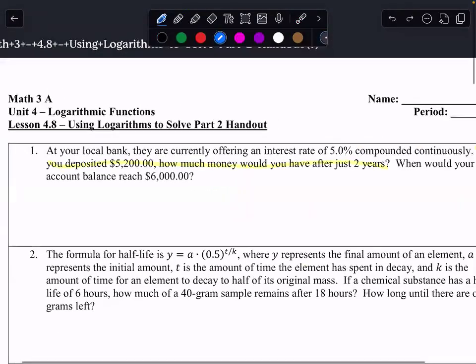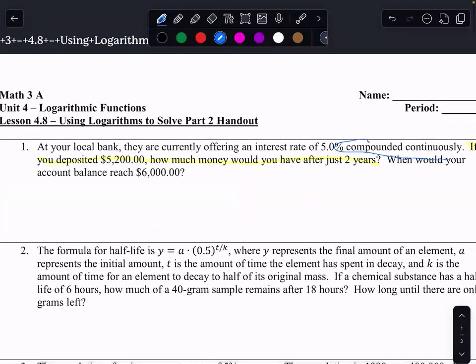Okay, so compounded continuously. If you remember back to 4.1, we have three different interest formulas. The one that's compounded continuously is A equals P e to the power of rt. Okay, so the principal is the starting amount. So you're starting with 5,200.